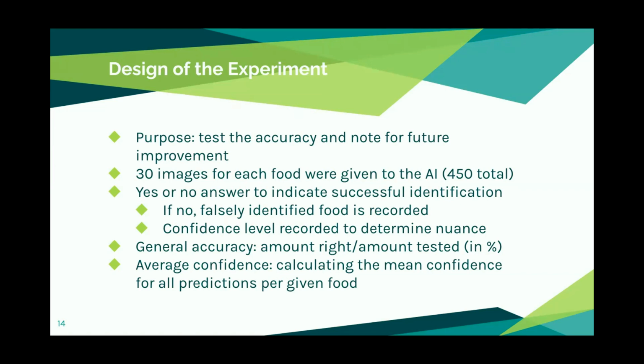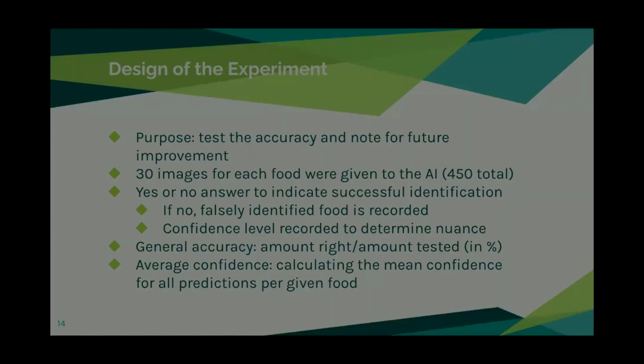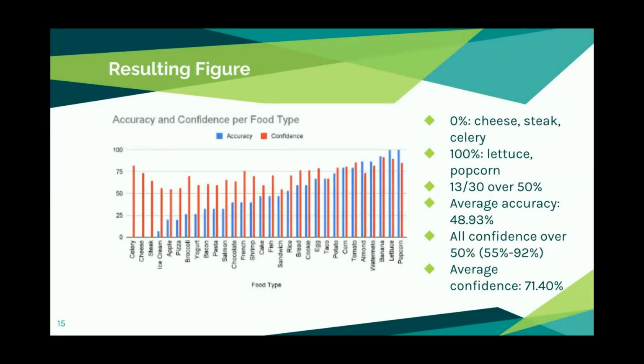And next, the average confidence was determined by calculating the mean confidence for all predictions given per food. So just for a simple graph, the figure above covers both results for accuracy and confidence levels. Reading from the graph, the least accurate predictions were a tie between cheese, steak, and celery at 0%, and the most accurate answers were a tie between lettuce and popcorn at 100%.